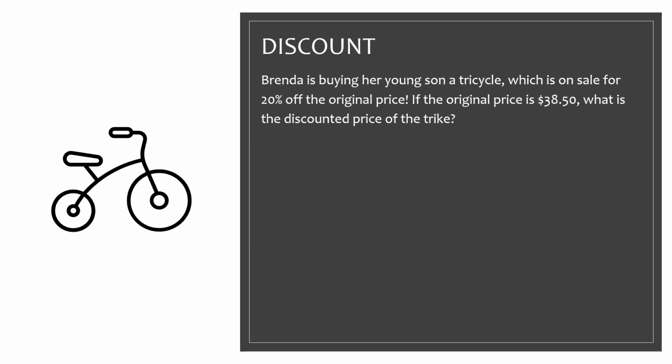All right, this one is going to make us think a little bit. So Brenda is buying her young son a tricycle, which is on sale for 20% off the original price. If the original price is $38.50, what is the discounted price of the trike? So let's just go through the basics of this. We know that the discounted price is the original price minus whatever the discount was.